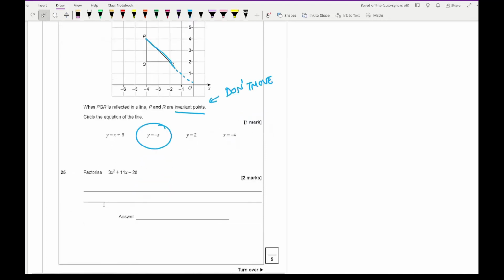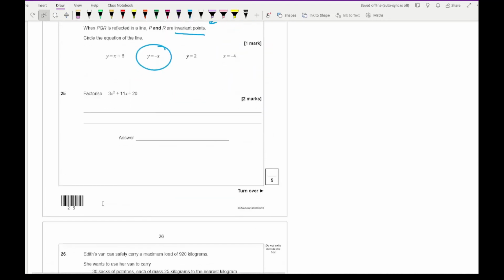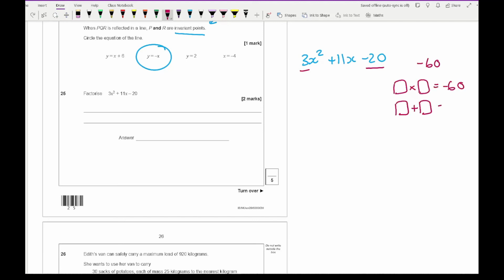For question 25, it says factorize this quadratic. So let me just get rid of the cursor so we've got a bit more room. So here we've got 3x squared plus 11x minus 2. Now it's still worth 2 marks, so you either get it right or you get it wrong. Now I'm just going to do the magic number way. So here I've got a magic number of minus 60. Two numbers that multiply together to equal minus 60, but added together to give me 11.